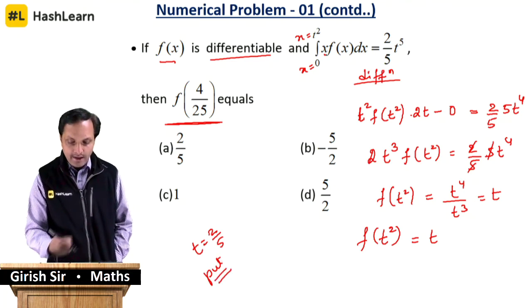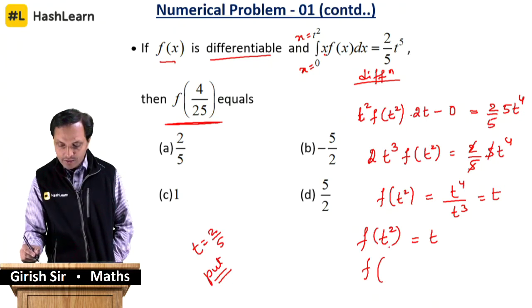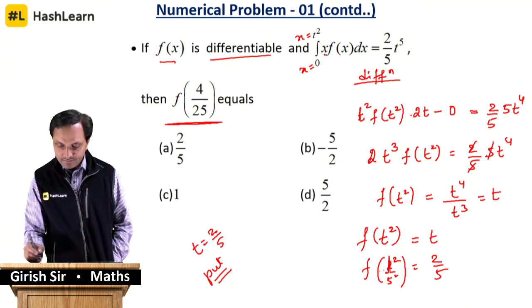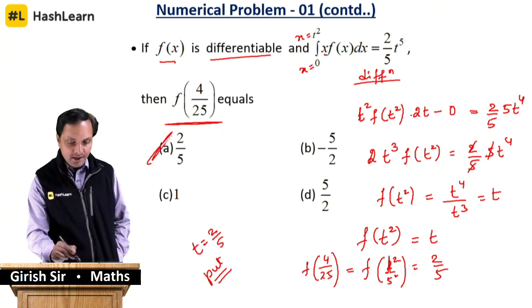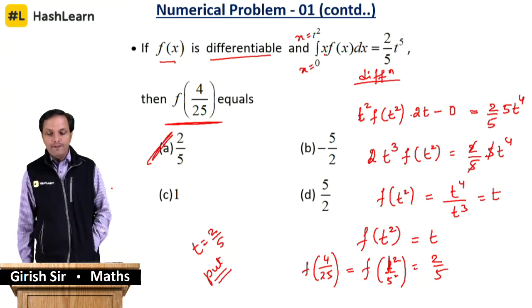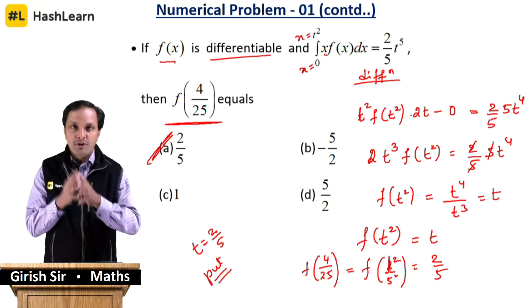You have to put t is equal to 2 divided by 5. So this will become 2 square by 5 square. That will give you 2/5, which is nothing but f of 4/25. So 2/5 is the answer; option A is 2/5, that is the right choice. So hope you followed the steps.